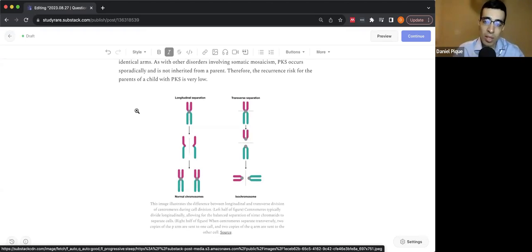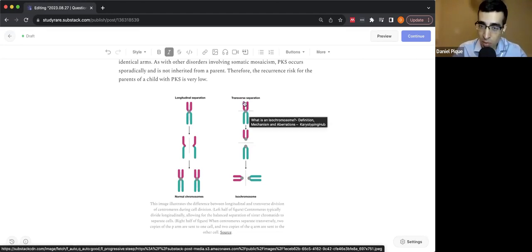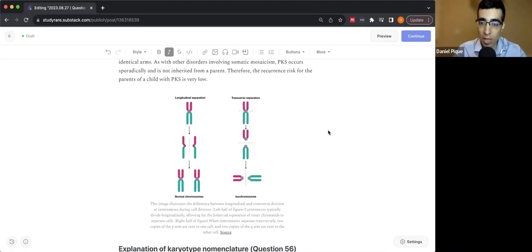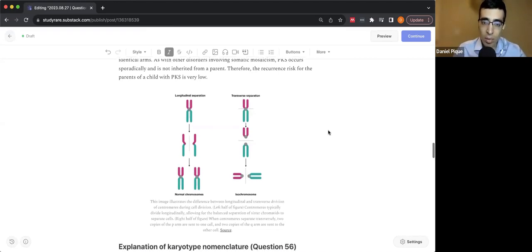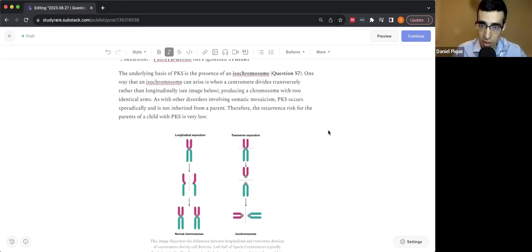Now, when the centromere divides in a transverse fashion, so essentially 90 degrees relative to the longitudinal separation, we can end up getting essentially both of the P arms going into one cell and both of the Q arms going into the other cell. And that's not what's typical. That's not necessarily what we want. But this is a way by which isochromosomes can form, and particularly in this particular condition with Pallister-Killian syndrome. So good to keep in mind that it's the axis of the division of the centromere that can be a mechanism by which isochromosomes arise.